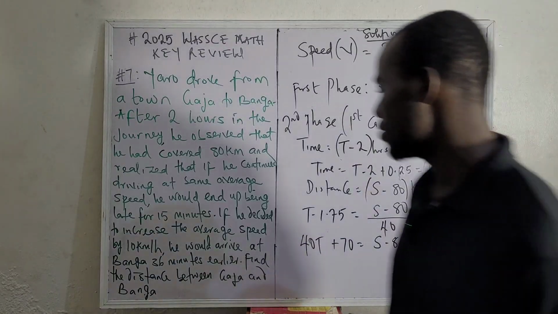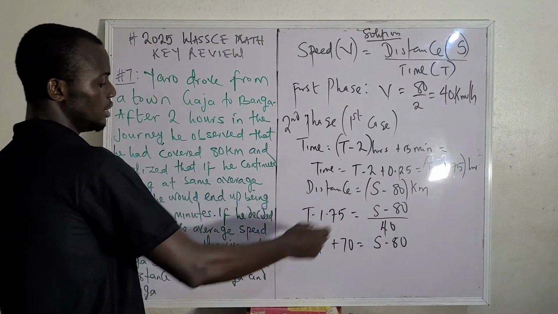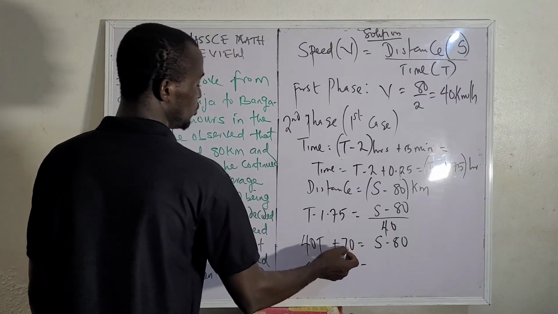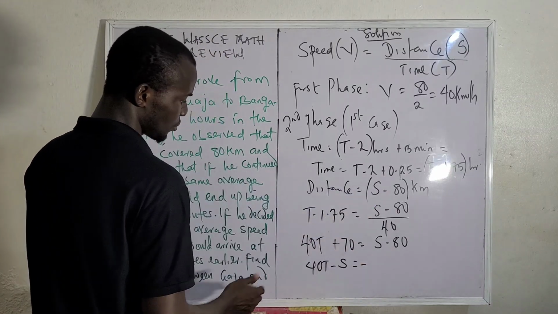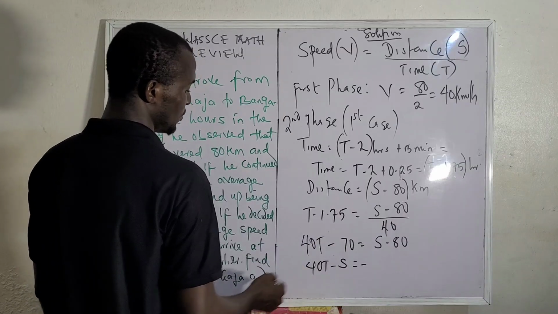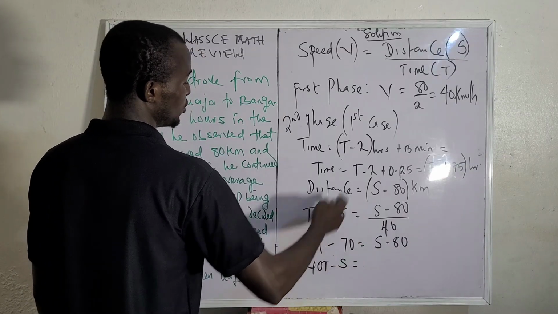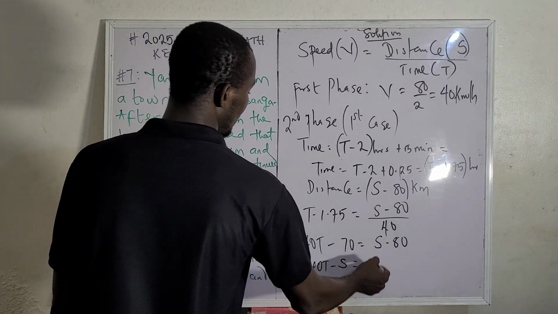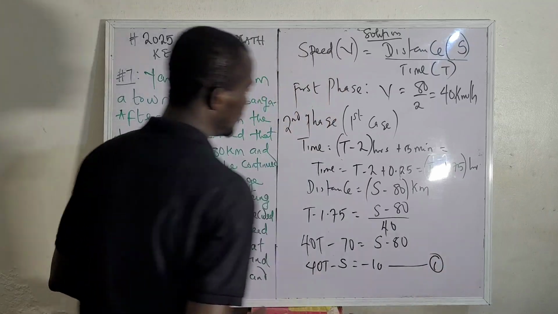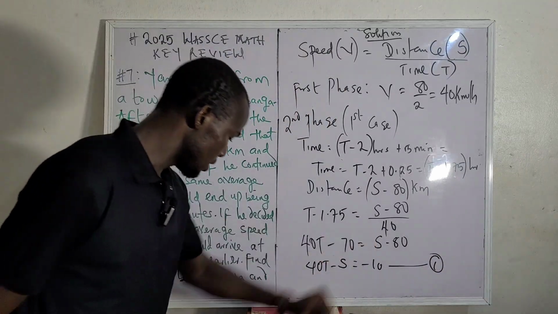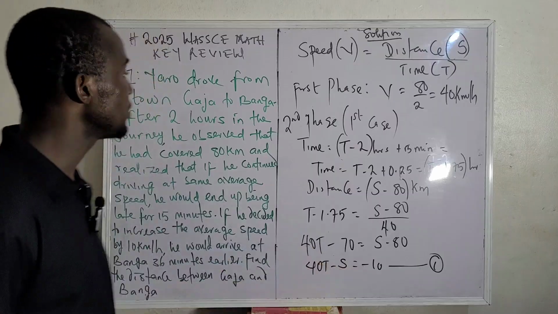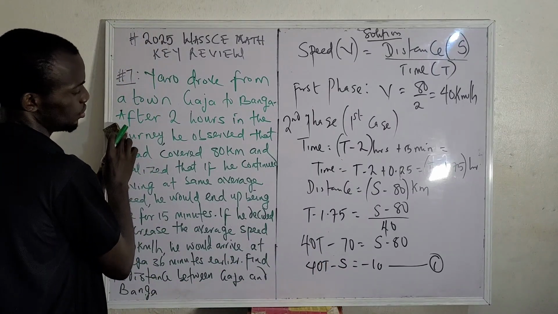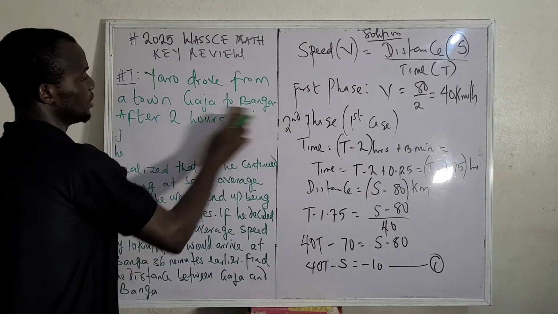All right. So now from what we have here, this will be 40T minus S equals to, by the time you take this negative 70 to the other place, you change to positive. And so negative 80 plus 70 will be negative 10. That is the first equation you are going to get. Now, I want to erase part of the question so as to use the space. We've covered this already.